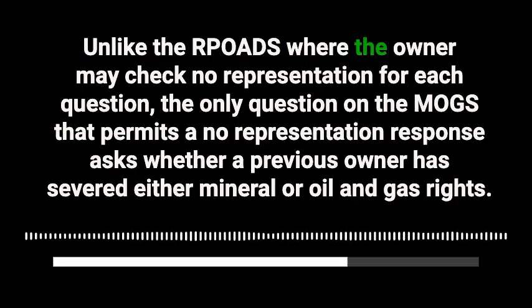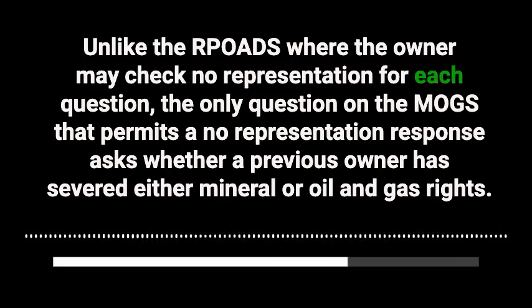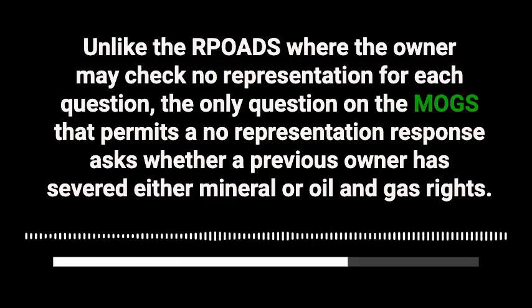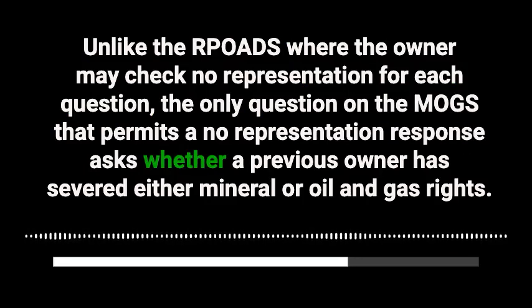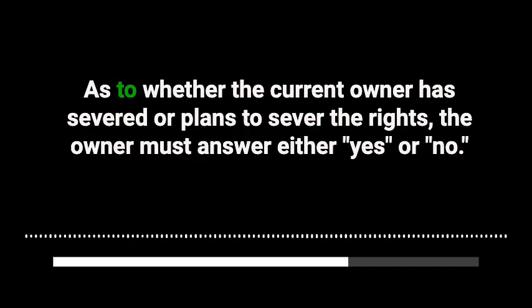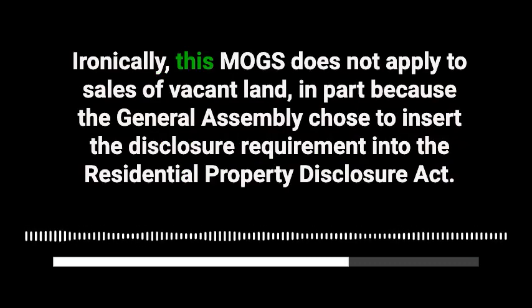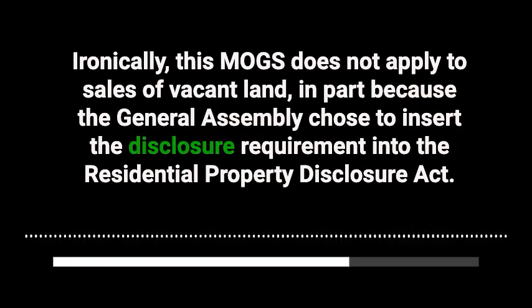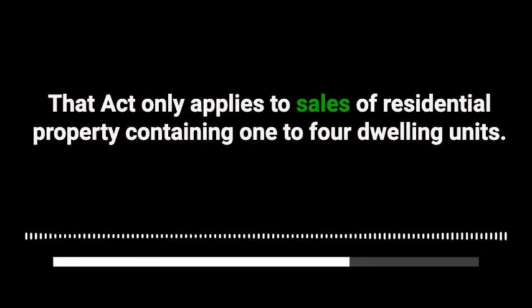Unlike the RPO-ADS where the owner may check no representation for each question, the only question on the MODS that permits a no representation response asks whether a previous owner has severed either mineral or oil and gas rights. As to whether the current owner has severed or plans to sever the rights, the owner must answer either yes or no. Ironically, this MODS does not apply to sales of vacant land, in part because the General Assembly chose to insert the disclosure requirement into the Residential Property Disclosure Act. That act only applies to sales of residential property containing 1 to 4 dwelling units.